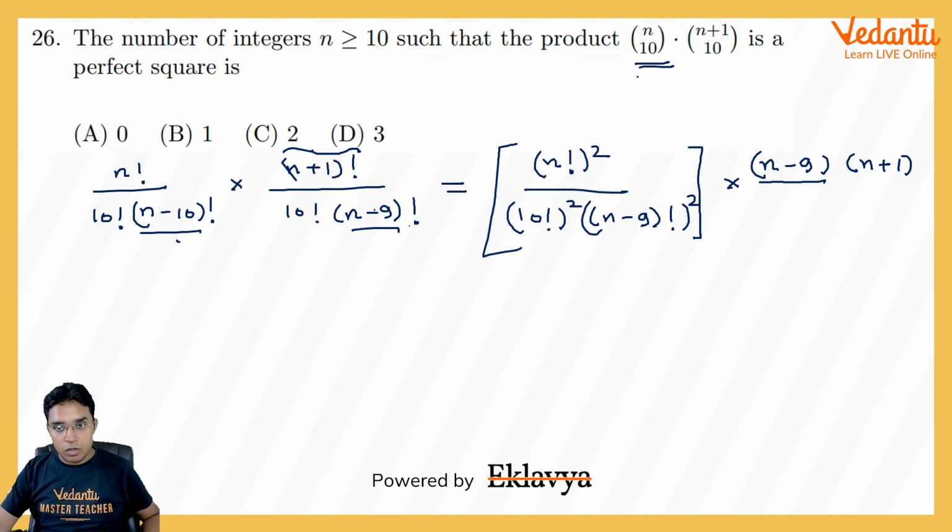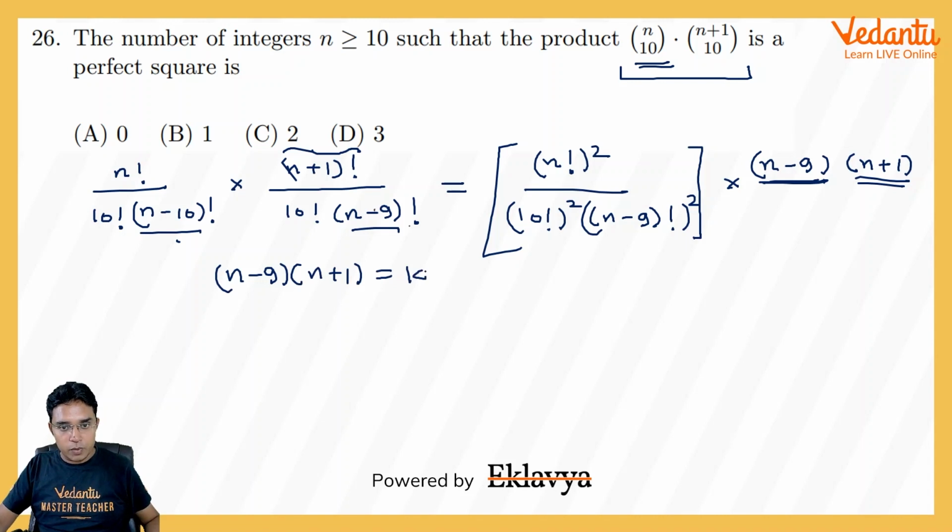Why am I saying so? Because this has to be an integer. Nobody can ask why it will be an integer; it has to be an integer. Because already these are perfect squares, and because they will be integers, if perfect square, they will be the perfect square of an integer. So we just have to make sure that (n minus 9) into (n plus 1) is some k square.